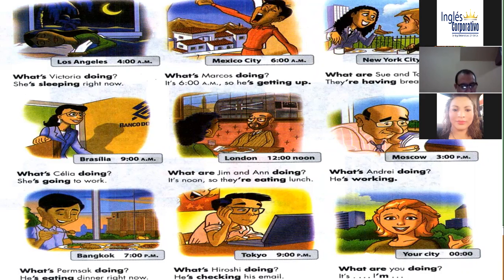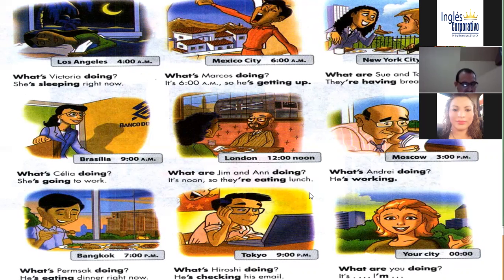Y ahí dice, who is having breakfast? ¿Quién está desayunando? Entonces aquí, they are Sue and Tom having breakfast. Ellos están desayunando, o podemos decir de una sola vez los nombres, Sue and Tom having breakfast. Don't forget the verb to be, Roberto. Siempre hay que poner el to be. Siempre, Robert. Sue and Tom, they are, Sue and Tom are having breakfast. Exacto.